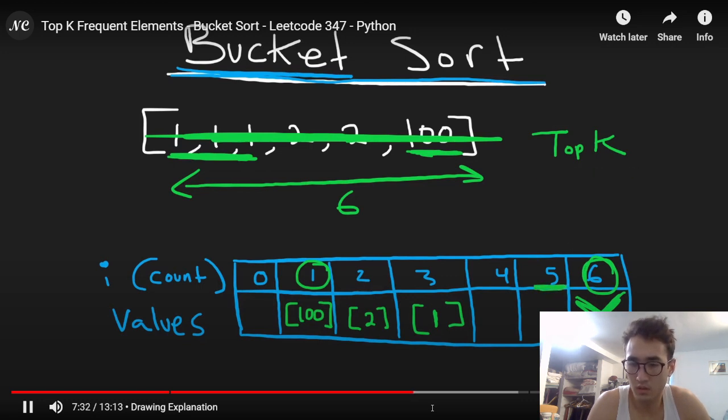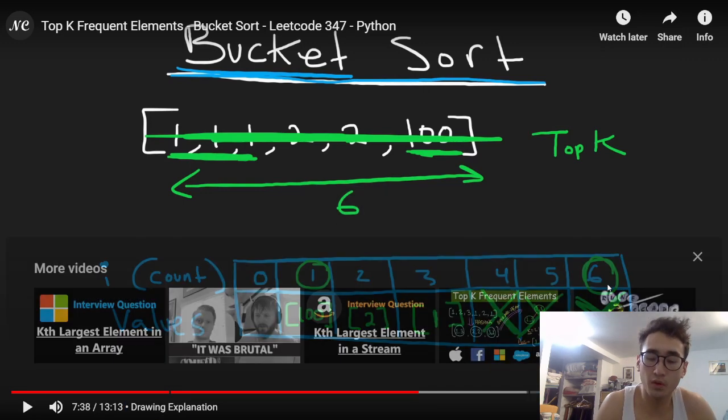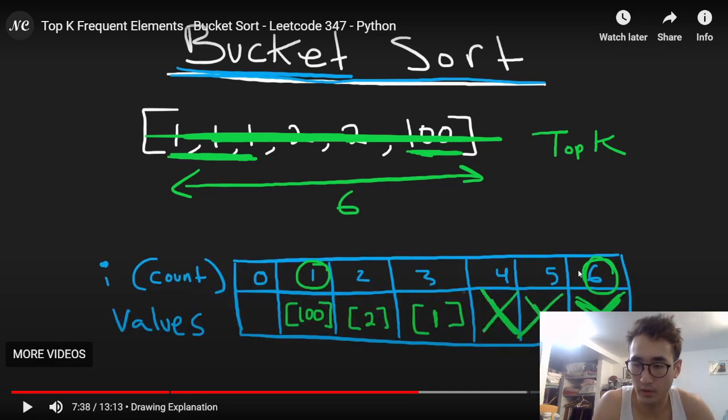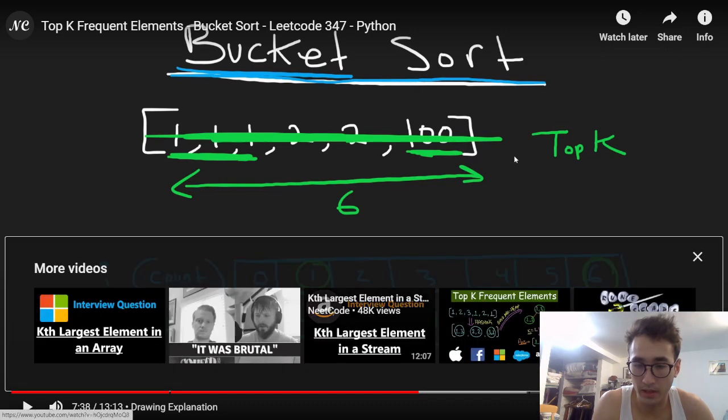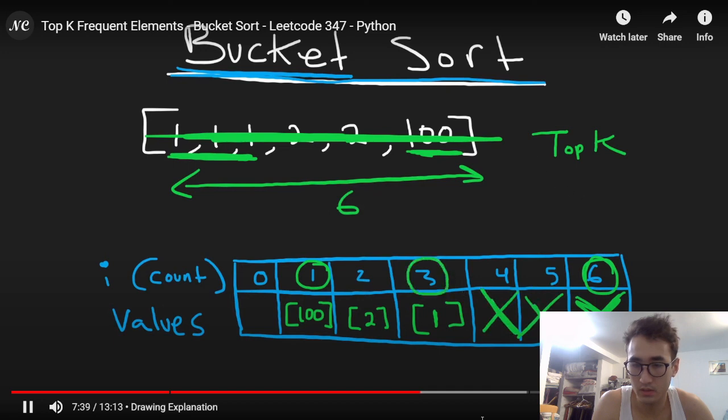We'll try the same thing with 5. So 5, no values occur 5 times. We go from back to front. 4, no values occur 4 times. We go from back to front because it's already sorted by the count. 3, a single value. We're going to go through every value in this array. There's only a single value in this case, but we do see a 1 occur.